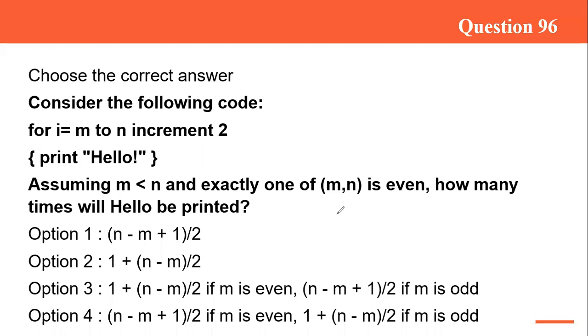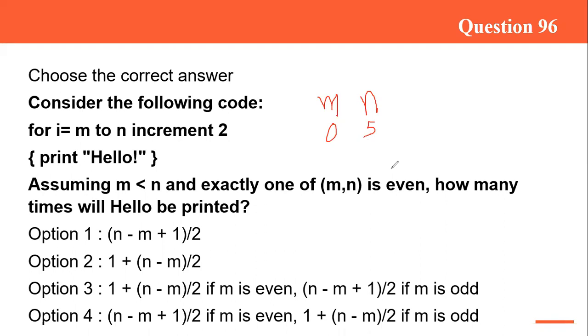Okay, let us assume, I'll take simple examples. One should be even, one should be odd, right? So I'll take m as 0. Can I consider 0 as even or odd? If m is even, I have to take n as odd. 0 is even, right? So I'll take n as, for example, odd number 5. Now how many times will hello be printed in this case? Manually, if you check, what will happen?